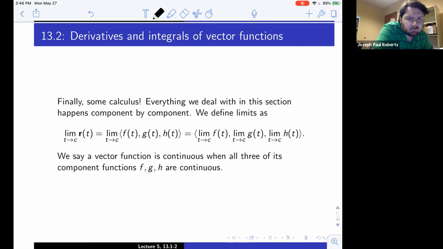And so on the base level, calculus in terms of vector functions, for the most part, is really just calculus on the components. If we want to talk about the limit of a vector function, we're basically going to think of the limit of each component function separately. So the limit of r of t exists precisely when all three of those limits of the component functions, f, g, and h, exist. Same thing for continuity: we'll call a vector function continuous when all of your component functions are continuous.